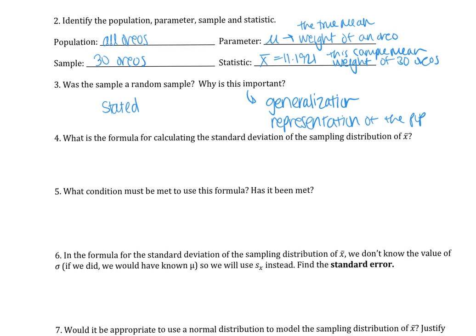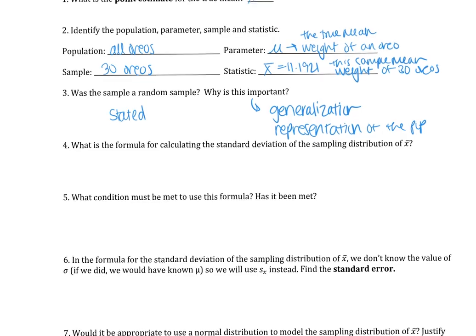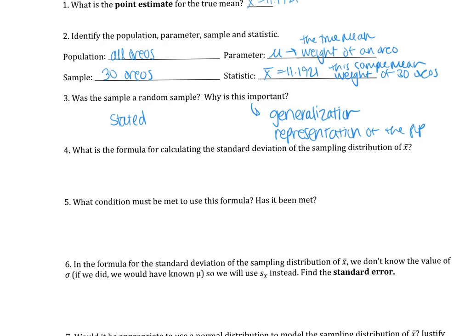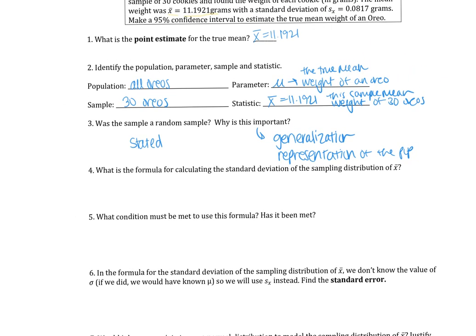What's the formula for calculating the standard deviation of the sampling distribution of X bar? All right, so remember what we do is we take the standard deviation and we divide it by the square root of n. So this would be sigma over square root n. All right, and let's keep going on.